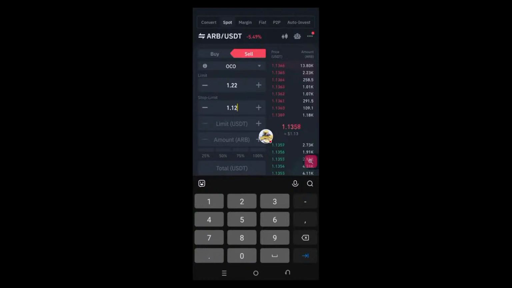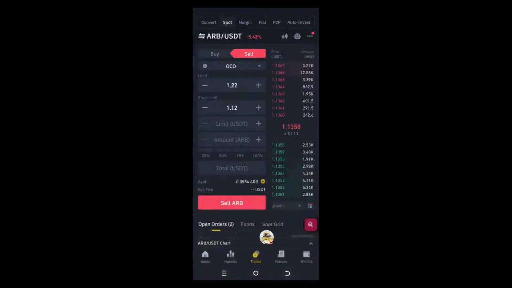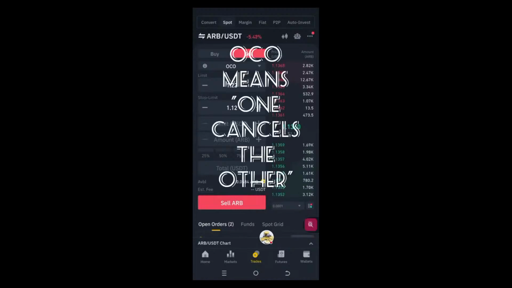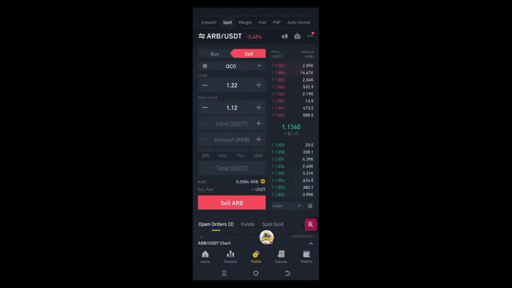So I'll be happy to lose a little portion of my money, because a lot of people are saying, why don't you just put stop loss? Why don't you just put the take profit? This is OCO. OCO means one cancels the other, right? One cancels the other. Try and understand that. So you're going to put all of this, your limit price and all of those things.